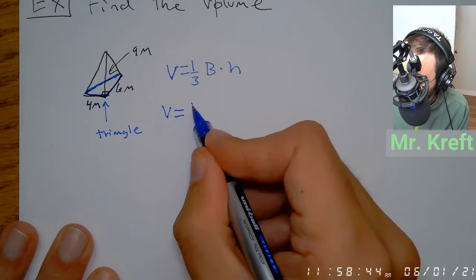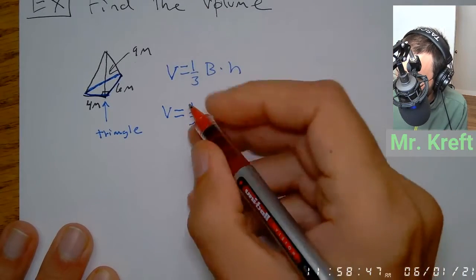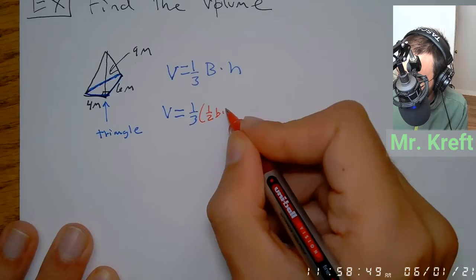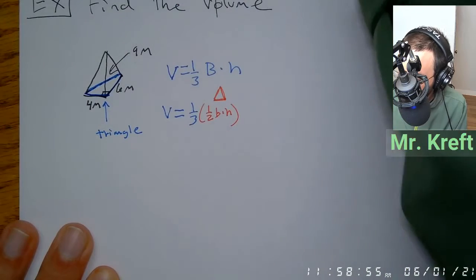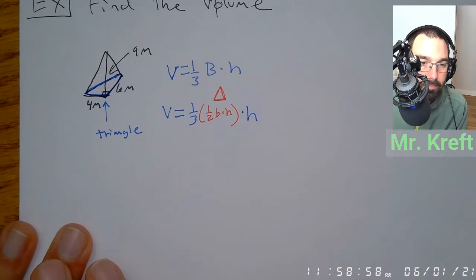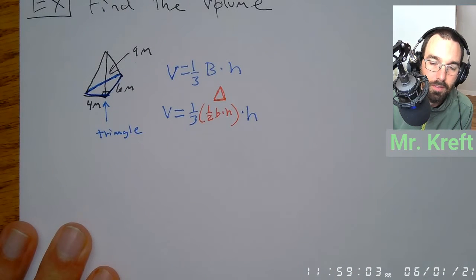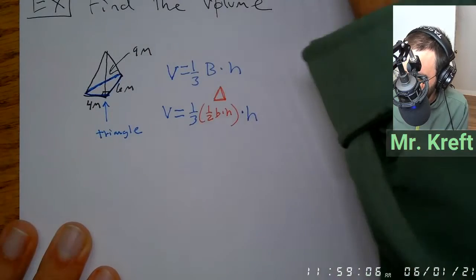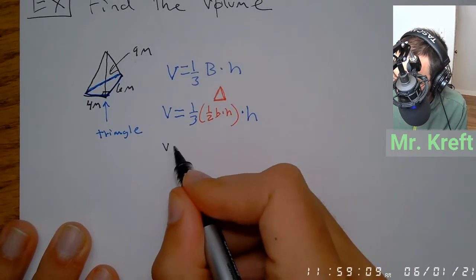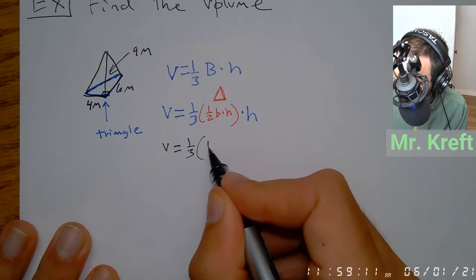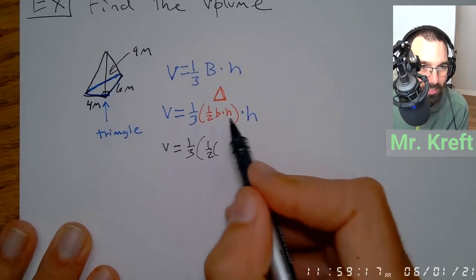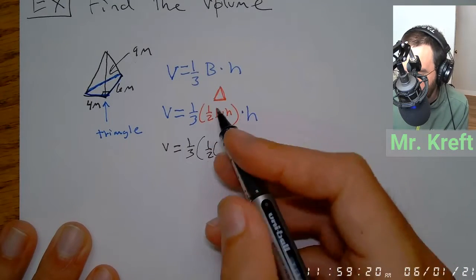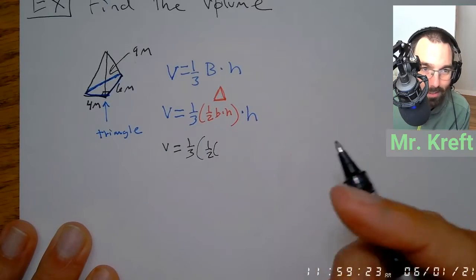So then I'm going to say, okay, the volume equals 1/3. The base is a triangle, so it's going to be 1/2 base times height of the triangle times the height of the pyramid. Okay. So I'm going to go ahead and plug things in. So I get volume equals 1/3, so it's 1/2 the base. It doesn't matter which one is the base of your triangle and which one's the height. See how it's multiplication? Order doesn't matter. So if you switch them, not a big deal.